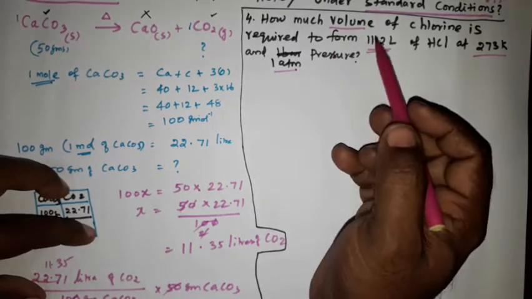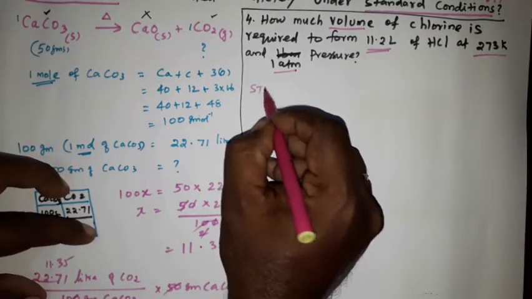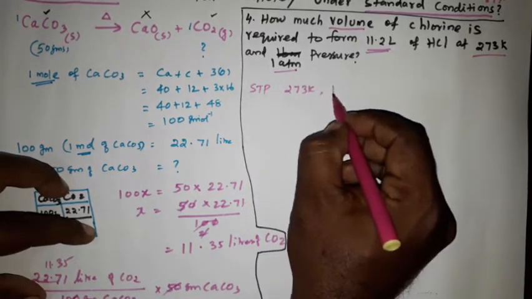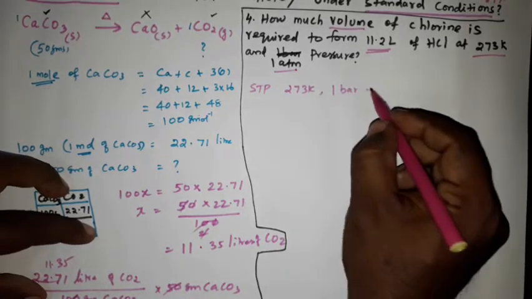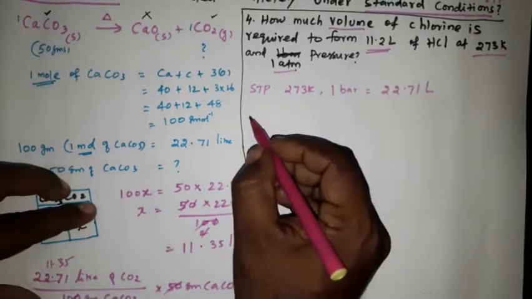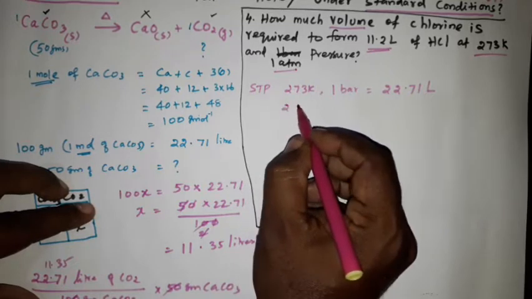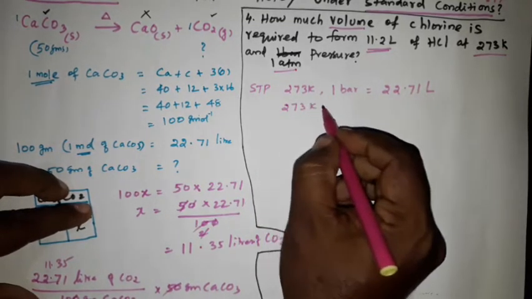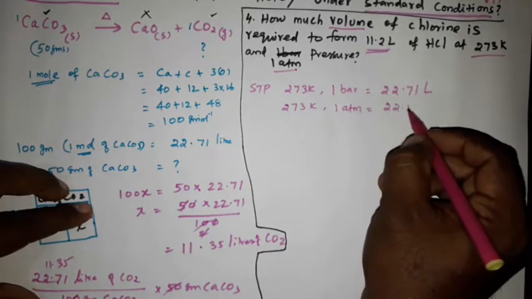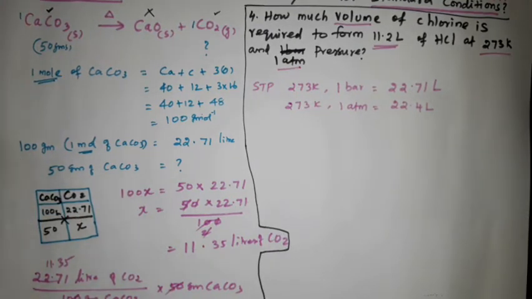See, in the previous question it is given as standard conditions. Standard condition means STP, that is 273 Kelvin and 1 bar pressure, we are getting 22.71 liter. Clear? Now it is given, this also standard conditions, but the pressure is given in atm, 273 Kelvin, then 1 atm. See the difference. So the volume must be 22.4 liter. Clear? Note down these points.